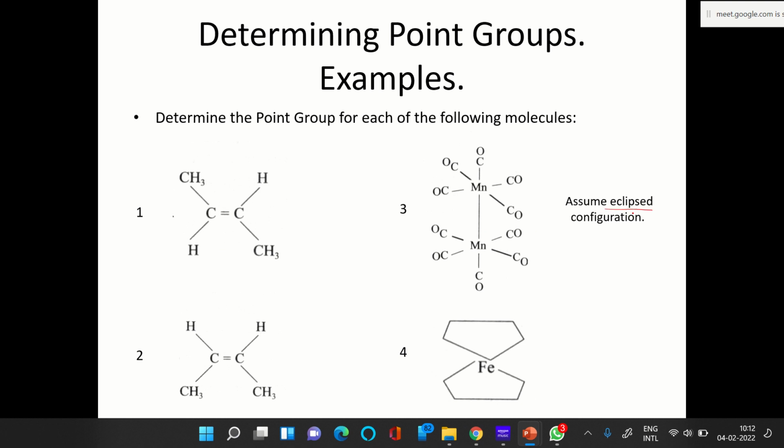This is the eclipsed configuration. So in the eclipsed configuration, one is over the other, like all the points of this plane and all the points in this plane should be just superimposed over the other. That's how you have to visualize it, like connecting the two octahedra along the main axis that is there. And this is the ferrocene molecule that is again staggered.